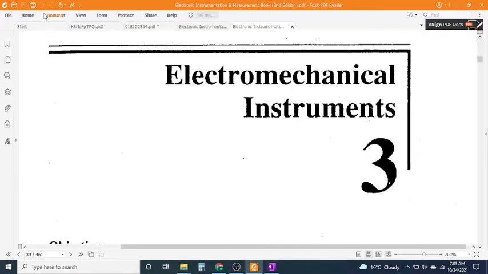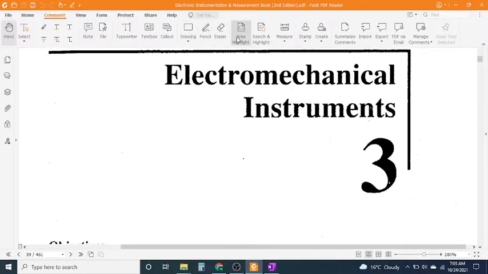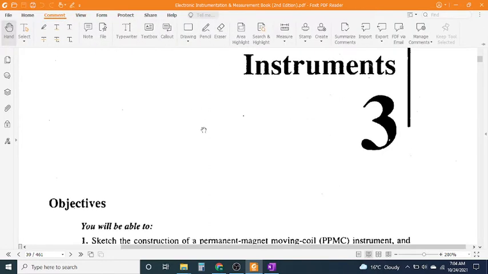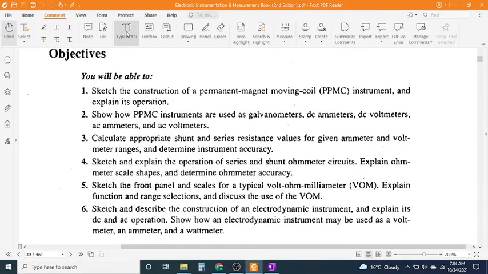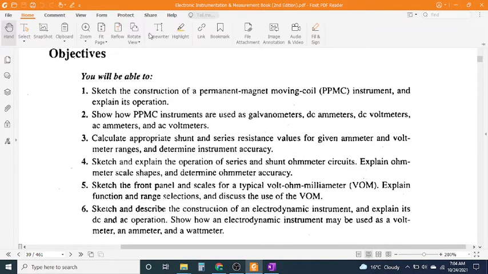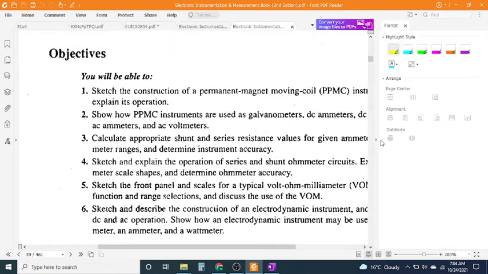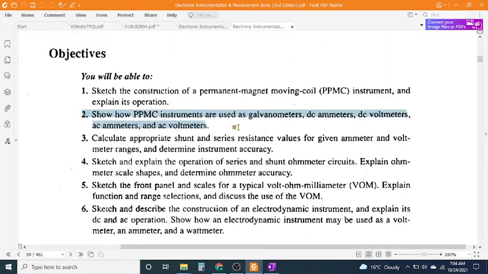Instruments. Objectives. You will be able to: 1. Sketch the construction of a permanent magnet moving coil, PMMC, instrument, and explain its operation. 2. Show how PMMC instruments are used as galvanometers, DC ammeters, DC voltmeters, AC ammeters, and AC voltmeters. 3. Calculate appropriate shunt and series resistance values for given ammeter and voltmeter ranges, and determine instrument accuracy.